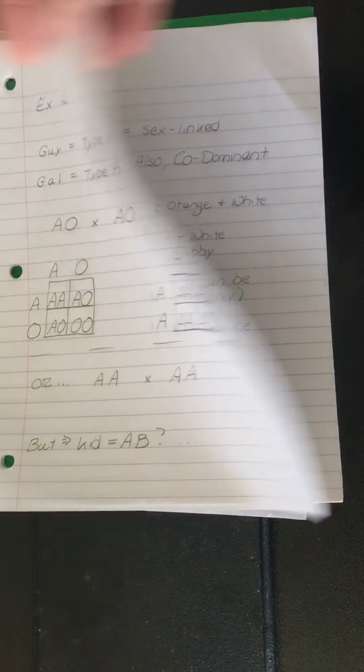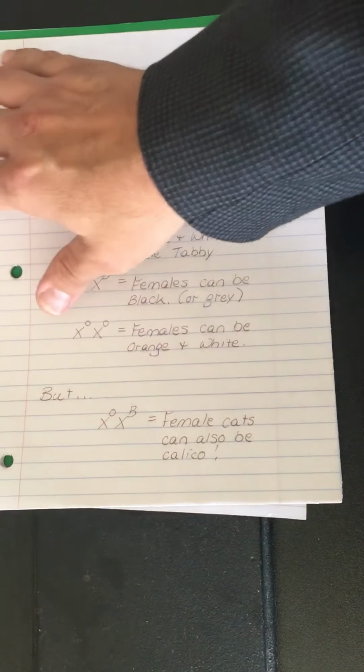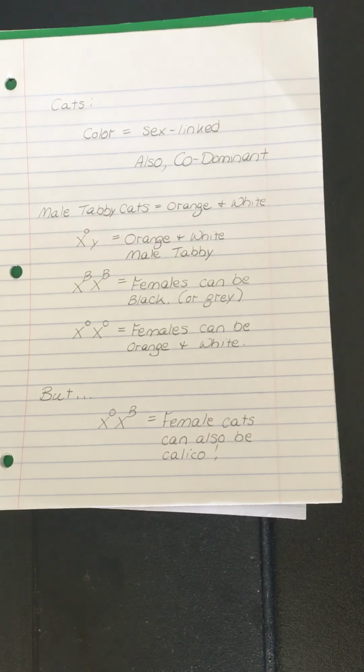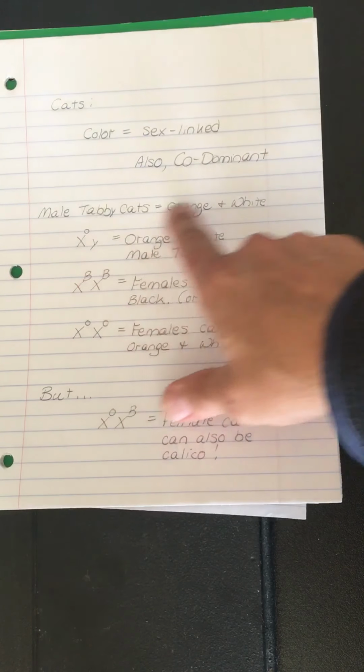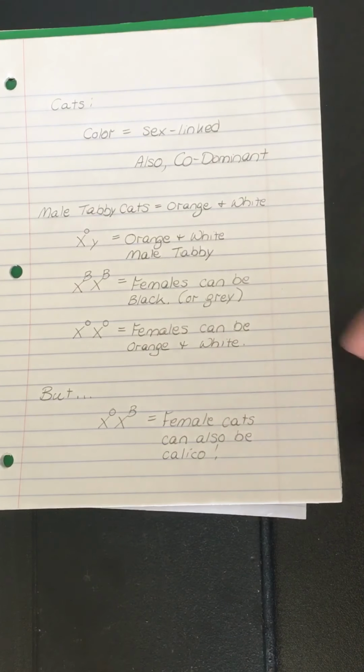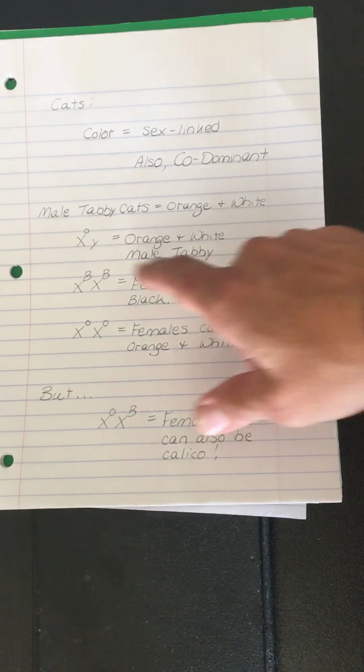Okay. Now let's do another really fun problem, and I'm being really serious. I'm not being a dork. This is fun. So we have cats. I said earlier, their color is sex-linked. So it's also codominant. So I made up some goofy little variables right here. You can have males, so XY. So we're dealing with sex-linked traits. We have to write it with the X and Y.